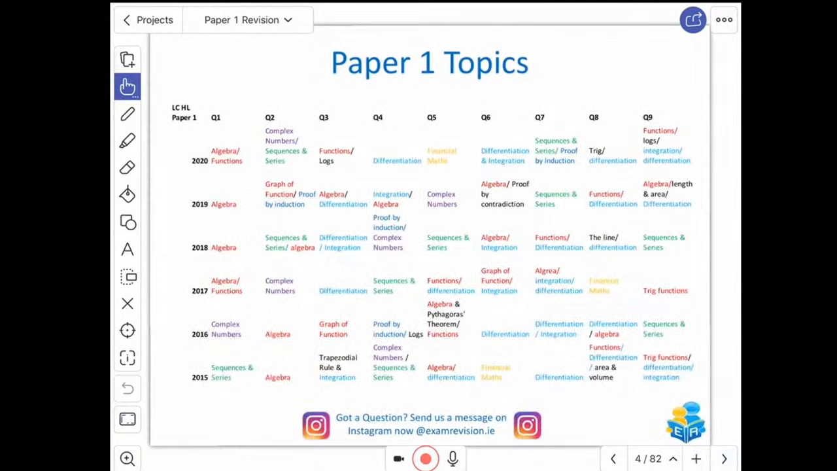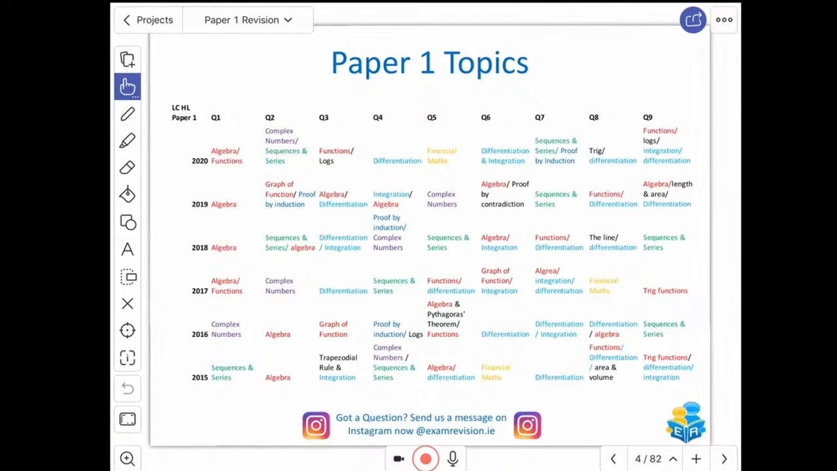So the last thing I'm going to do, before we actually go and look at particular topics, is show you this breakdown that I've done of the different topics that have come up on paper 1 for the last 6 years. Now, of course, these are very broad titles that I've given to the questions. Algebra is obviously a massive topic on the Leaving Cert, so I've just written down algebra. You could go into that in way more detail, but I just wanted this to be more of a broad overview.